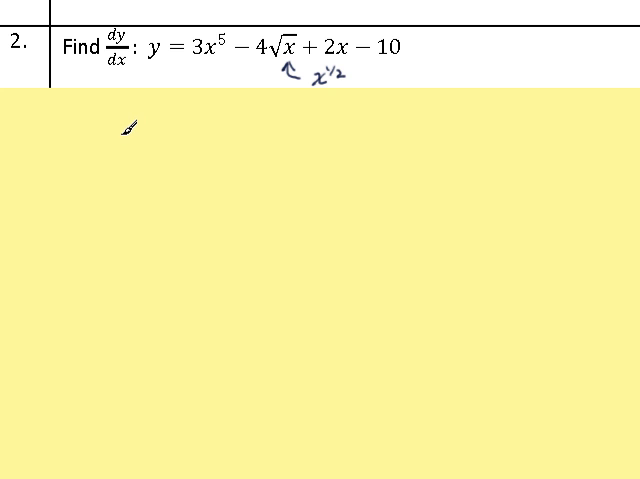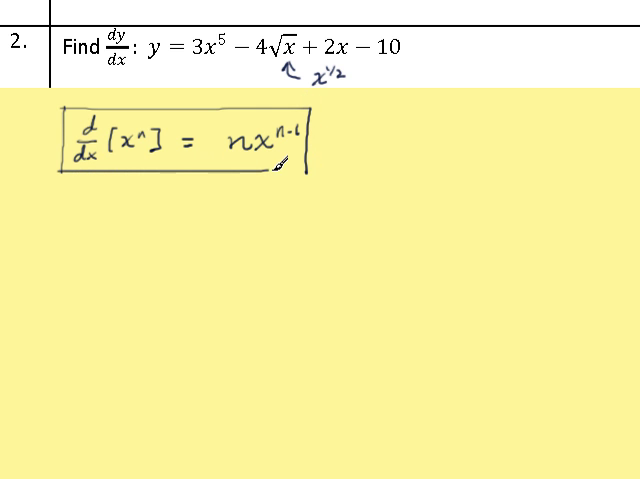So we're going to find the derivative using the power rule for differentiation that is as follows. The derivative of a power is obtained by bringing that power down in front and subtracting 1 from the exponent. All right, so that's the power rule for differentiation.